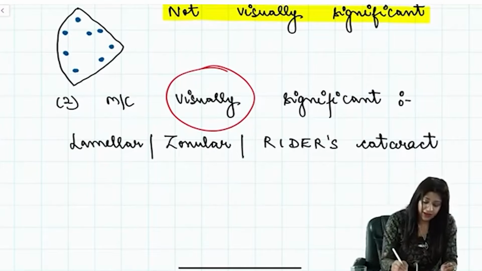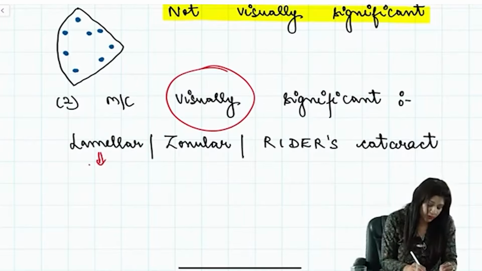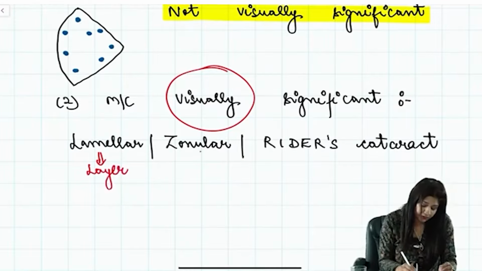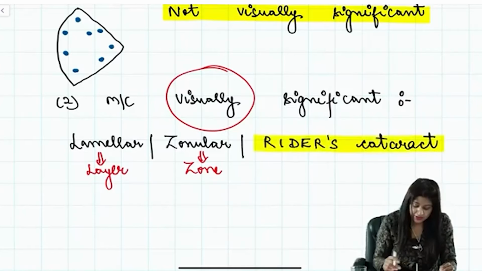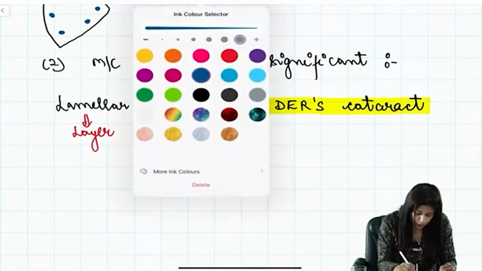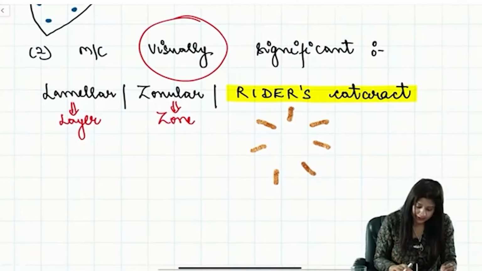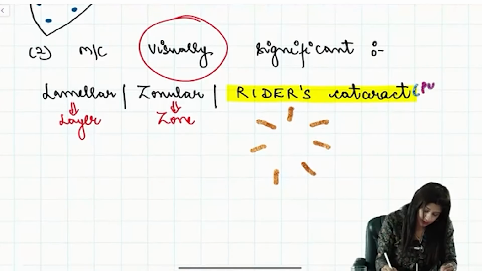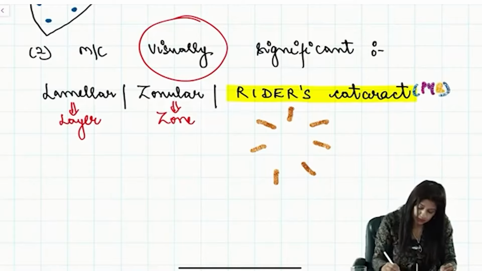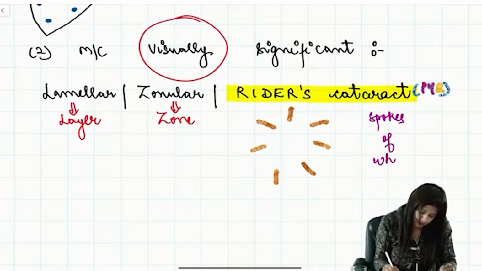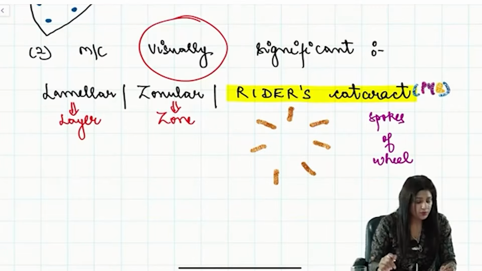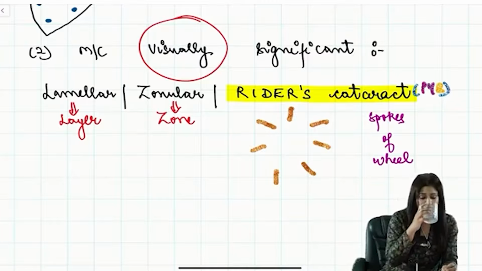Now what is this cataract? It is present in a particular layer. Lamellar means a particular layer, zonular means in a particular zone. And the rider's cataract, because it resembles the spokes of a bicycle wheel, like this. Therefore it is called rider's cataract. This is also a PYQ, which resembles the spokes of the wheel-like appearance. This is most common, visually significant.